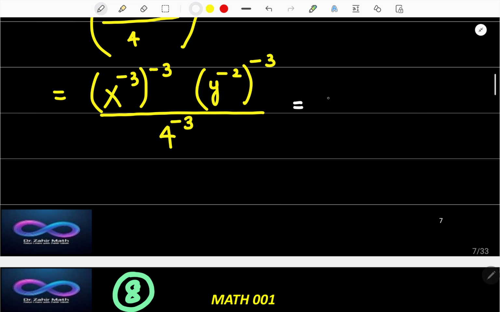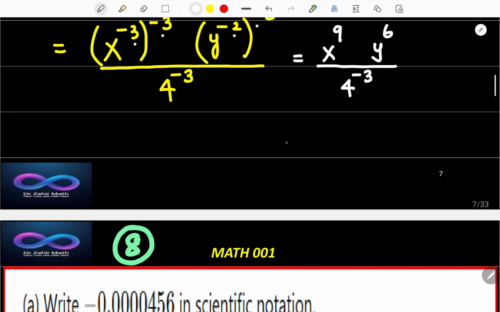So this equals x to the power of minus 3 times minus 3 is plus 9. y to the power of minus 2 times minus 3 is 6, divided by 4 to the power of minus 3. Just keep it like this, then I will come to the next step. So this equals, I will bring this 4 to the power of 3 to the numerator. It will come as 4 to the power of plus 3, x to the power of 9, y to the power of 6.